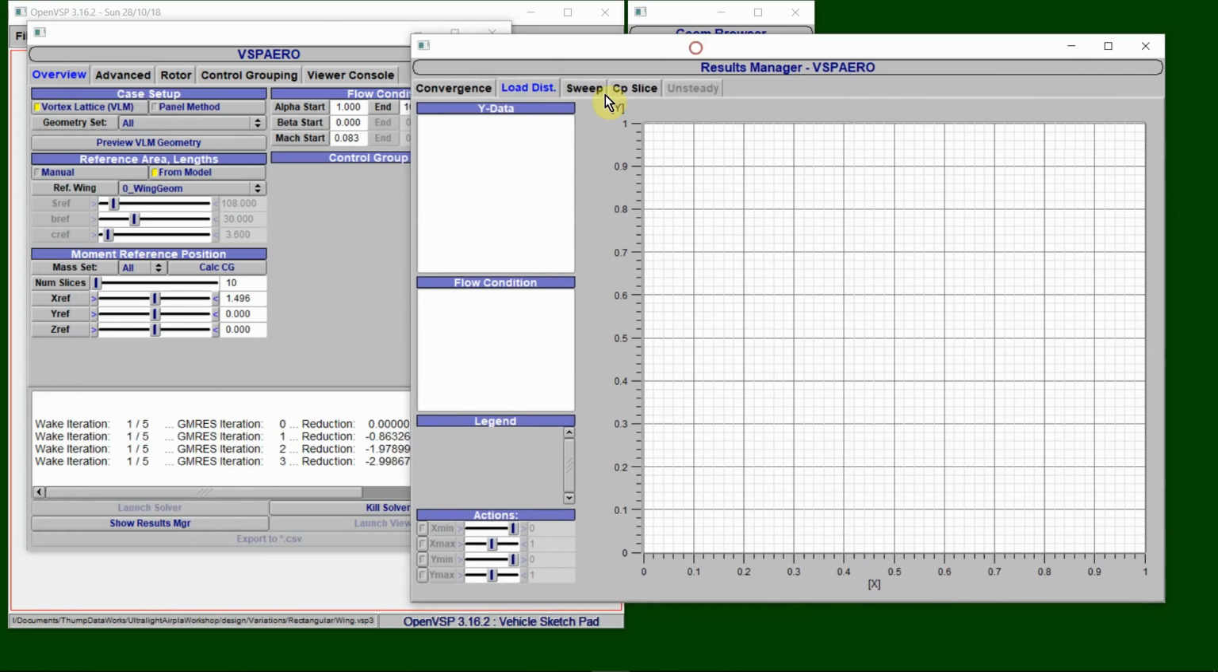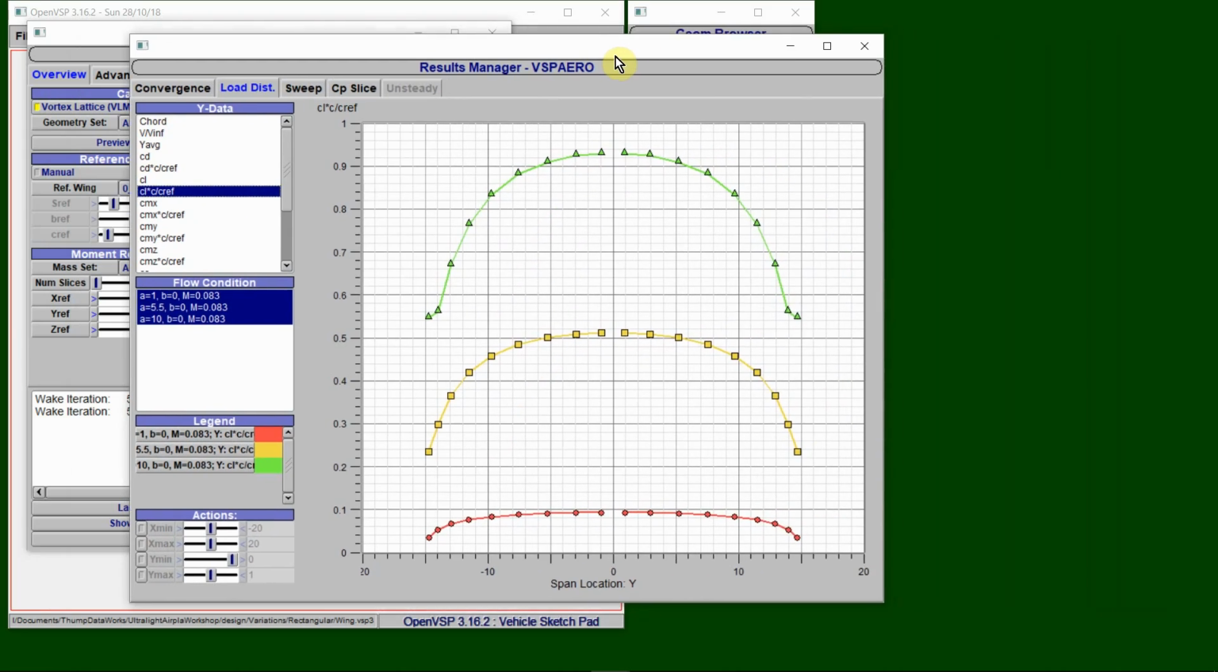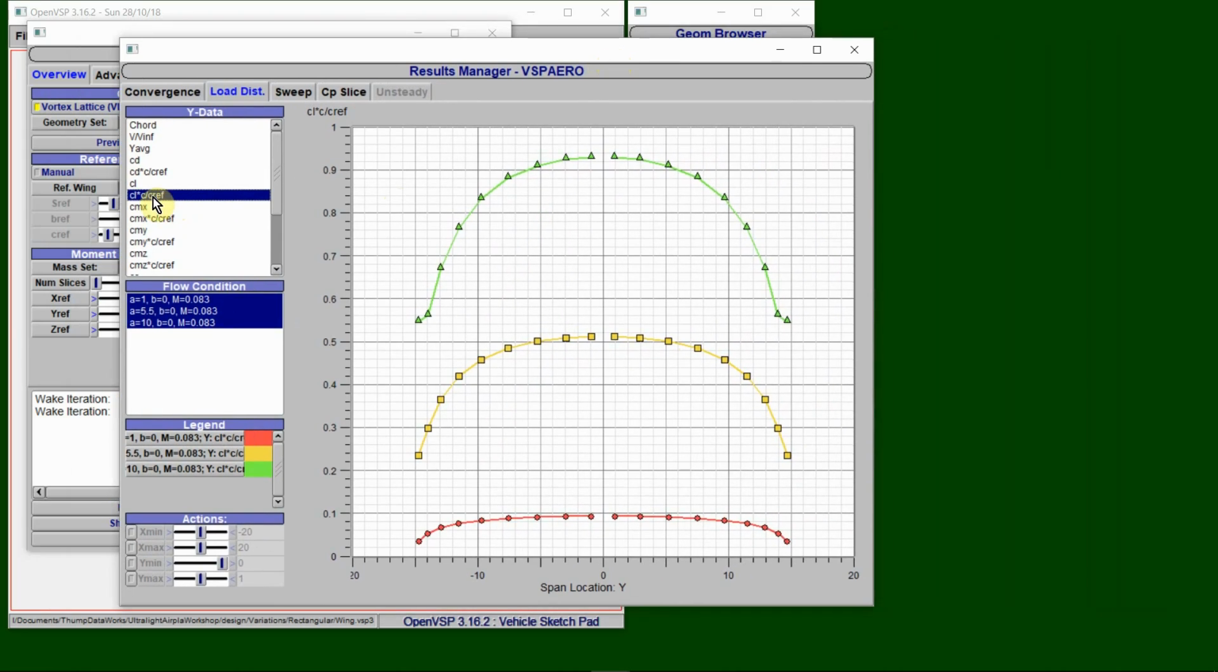It's going off and doing some calculations back here so we can see it moving, and it's come up with our information. We are looking at coefficient of lift multiplied by the local chord divided by the average chord. So this is going to give us a distribution of lift across the wingspan. So here's the center of the wingspan, and here it is coming across.